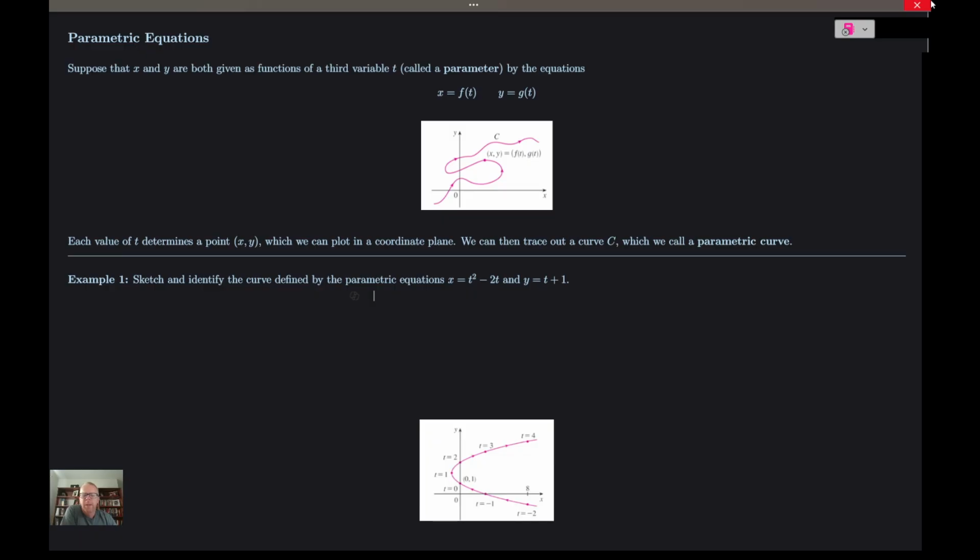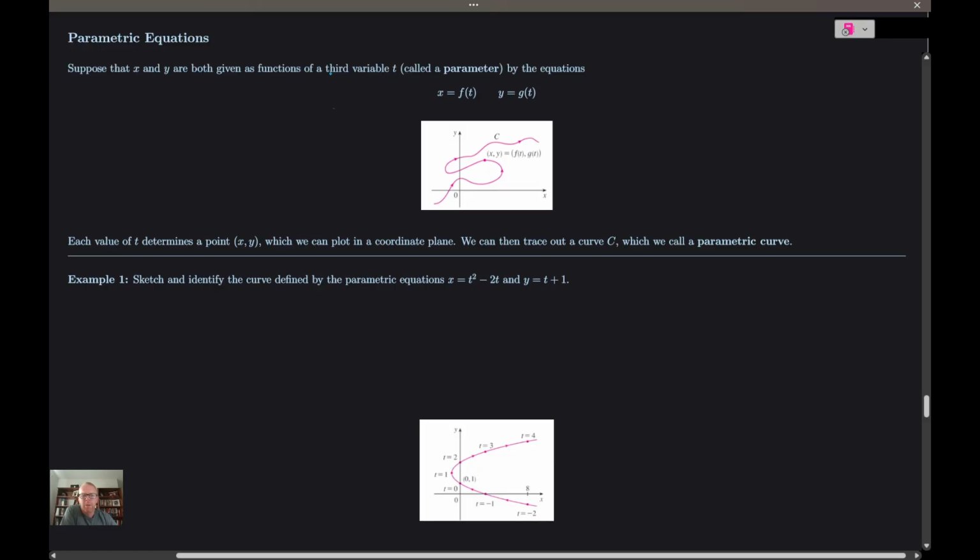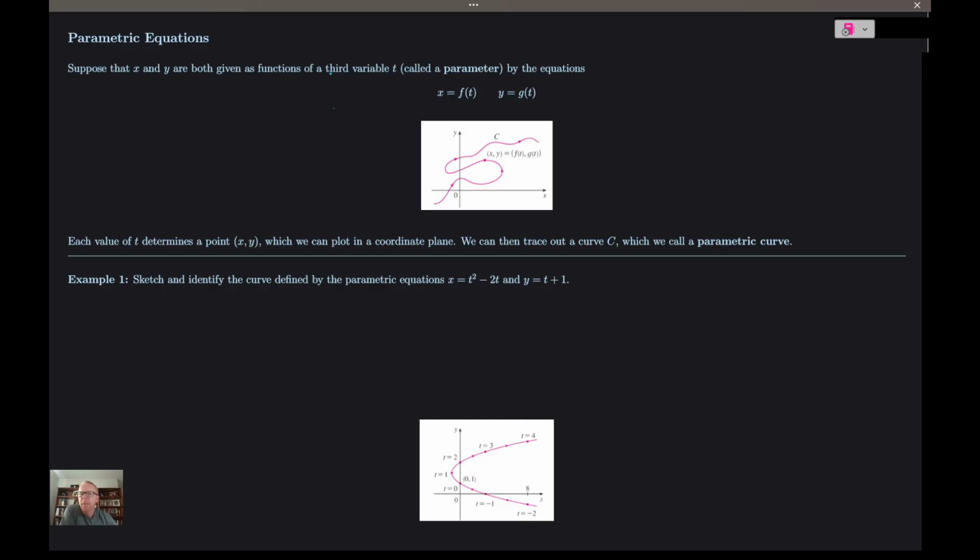So when we talk about parametric equations, we have two functions, x and y, and x and y are both functions of a third variable, t. So we write x equals f of t and y equals g of t. And then each value of t determines a point xy. We can plot it in the xy coordinate plane, and then we can trace out a curve C, which we call the parametric curve.